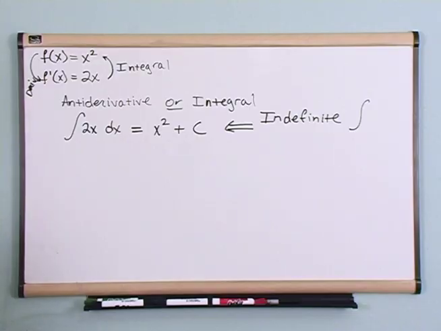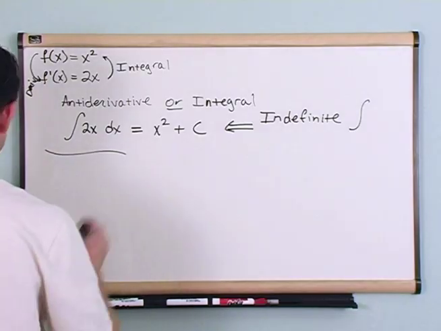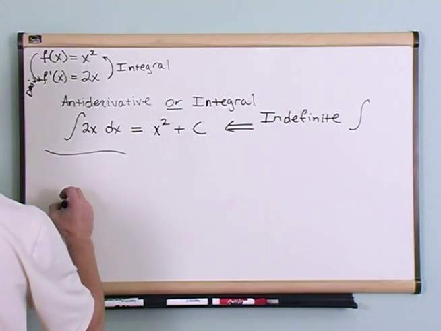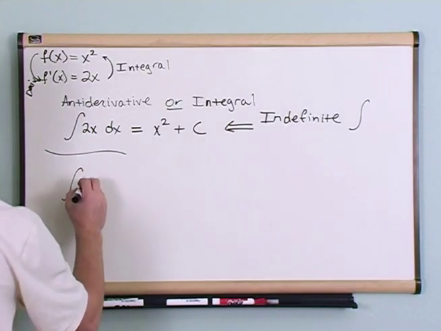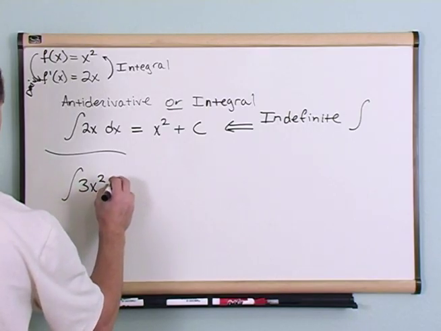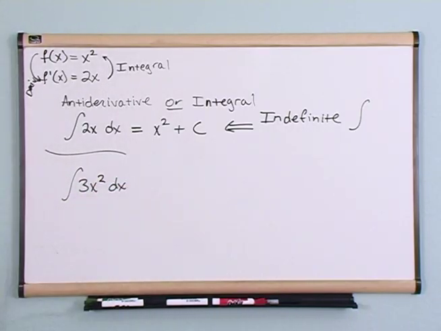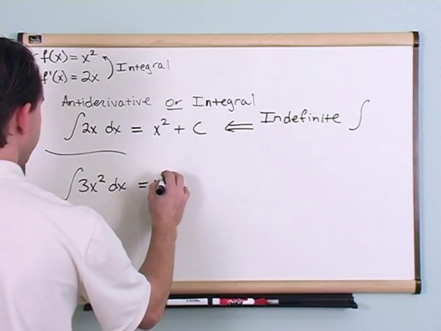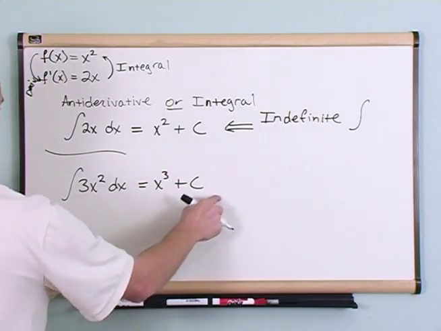Okay, let's just do one more quick example, just to kind of make sure that you understand the concept. If I have the integral of 3x squared dx, I have not told you how to do this mechanically, so don't freak out because you don't know what the answer is. But I will tell you that the answer is x cubed plus c, plus this arbitrary constant.